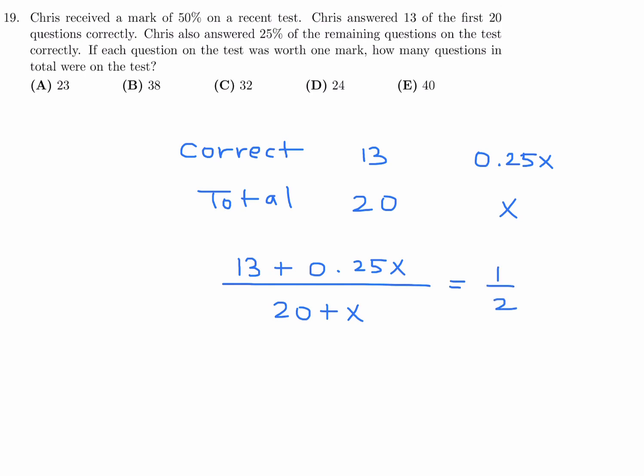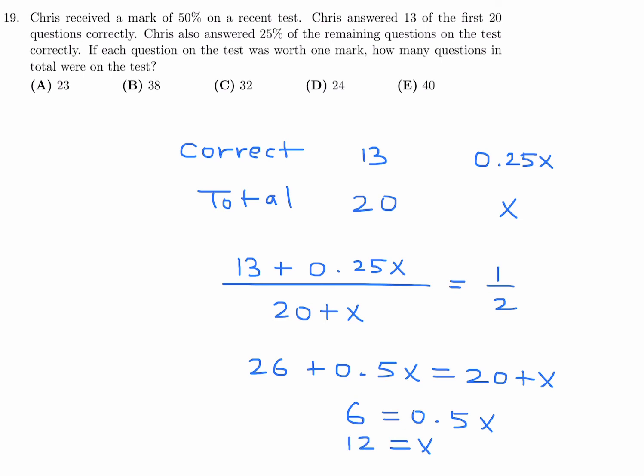All right, so this is the algebra. Cross multiply and get 2x plus 0.5x on one side, and on the other side you get 20 plus x. So it'll be 6 is equal to 0.5x. x is therefore equal to 12. So the total number of questions on the test was 20 plus 12, and that is equal to 32. So number 19, the answer is C.